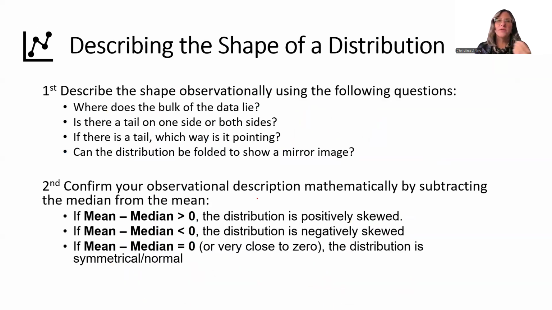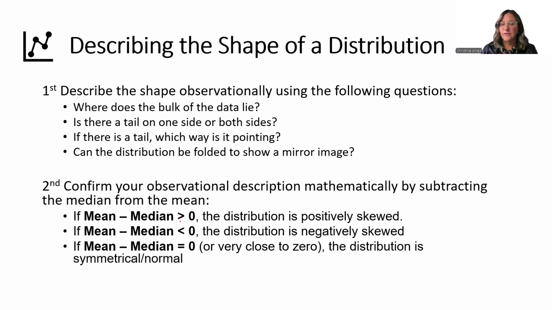I will also ask you to describe the distribution mathematically. That always comes second. First, you describe it observationally, then you describe it mathematically, and you use your mathematical description to either support your visual observation or negate it. To mathematically describe your distribution, you're going to subtract the median from the mean. Sometimes it's easier if you go left to right. You're going to take the median from the mean.